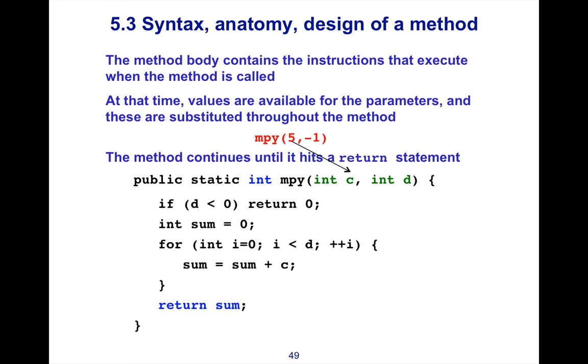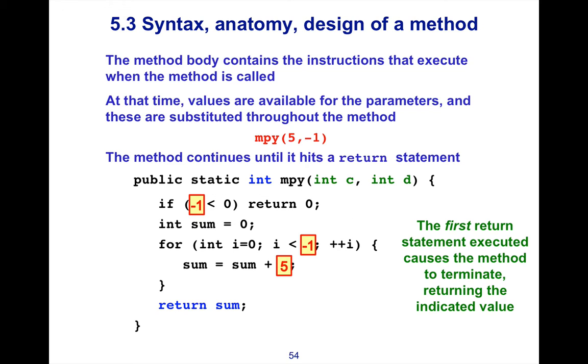If we substitute 5 for C, as shown, and substitute -1 for D, as shown, then when the if statement is evaluated, -1 is less than 0, and the method immediately stops by returning 0. And that's the end of the method. Nothing else in the method gets a chance to execute.